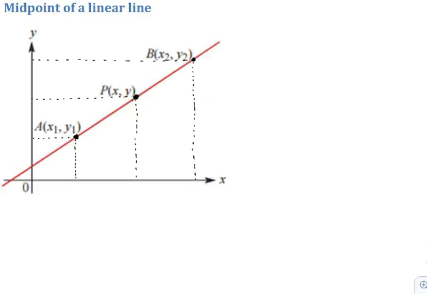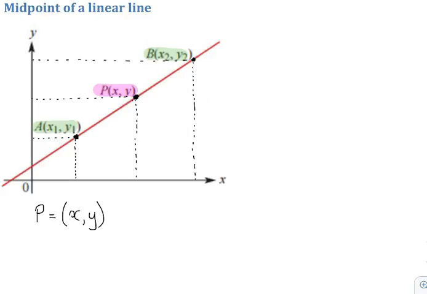In this tutorial, we're looking at finding the midpoint of the linear line. Given that we have two coordinate points A and B, in this diagram that midpoint is given by P. So what we're looking to find is P, given that it's a coordinate point x, y. We just want to know what is x, what is y, in terms of x1, y1, and x2, y2.